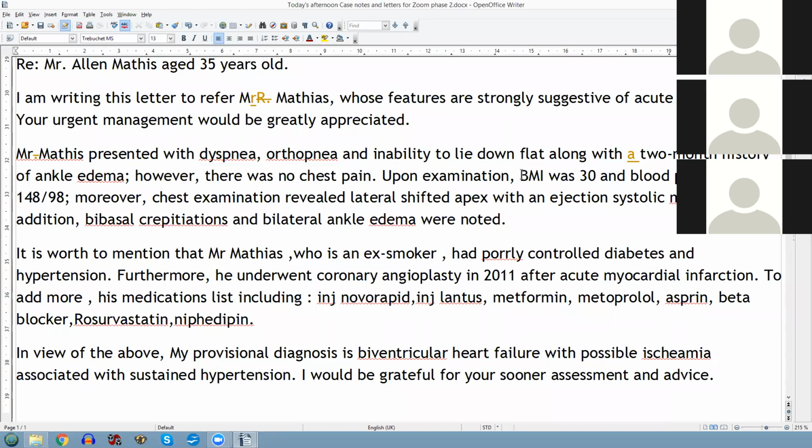Upon examination, BMI, blood pressure, and motor chest examination were noted. Is it "worth to mention" or "worth mentioning"? Not "worth to mention". It is "worth mentioning", or "for your information", or "regarding his social and medical history", etc.